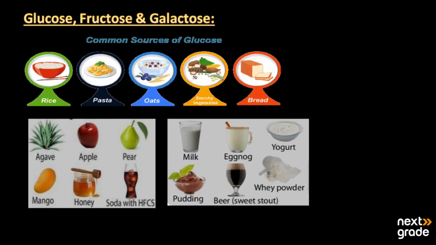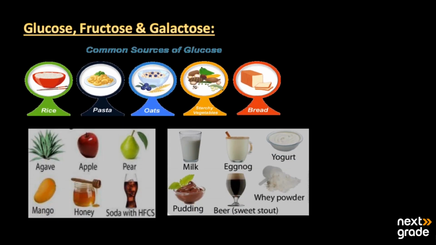First, we have glucose, fructose and galactose. All these three are known as monosaccharides. As they are monosaccharides, they cannot be hydrolyzed. Now, from where can we gain them? First, we have rice, the main source of glucose. We have pasta, oats, starchy vegetables, and bread. All of them contain glucose, so they are the main source of glucose.